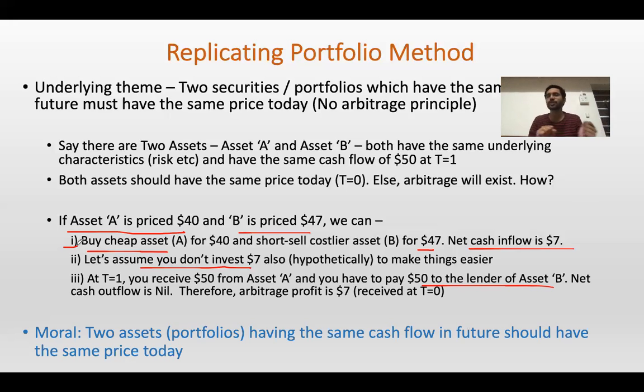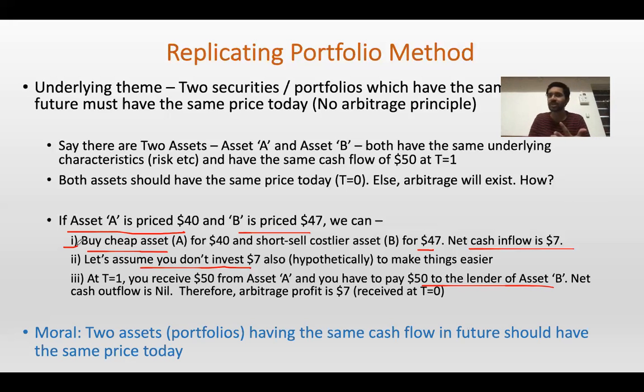All I've done is I've short sold, I've received $47. Out of the $47, I've made $40 of investment, right? That $47 actually was not my hard-earned earnings. It was basically a sort of a borrowing, right? So at t equal to 0, there was virtually no investment.